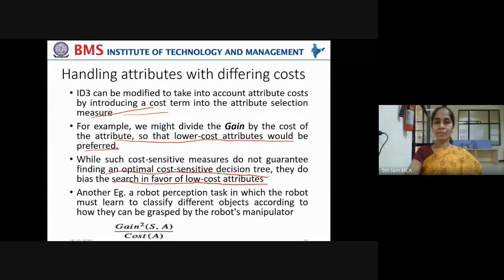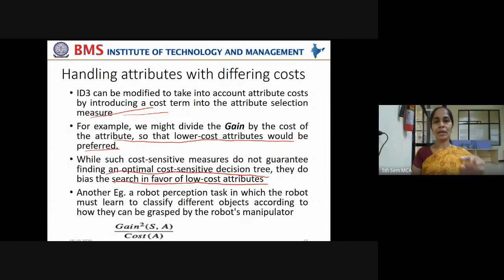Okay, and another example, if you take a robot perception task in which the robot must learn to classify different objects according to how they can be grasped by the robot's manipulator. Say there is a robot, it is trying to classify the objects. Before classifying, it has to learn how an object looks like. So it has some sensors which will scan the objects and it will create attributes for the objects, say edges or flat surfaces or round surfaces. It will try to scan them and create some attributes. Now, how much time taken to scan each attribute may be the cost.